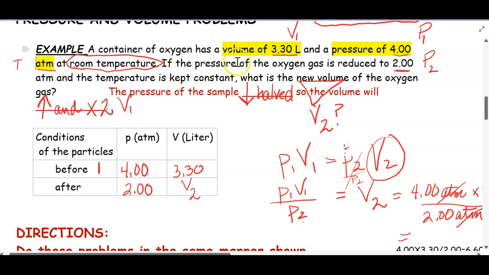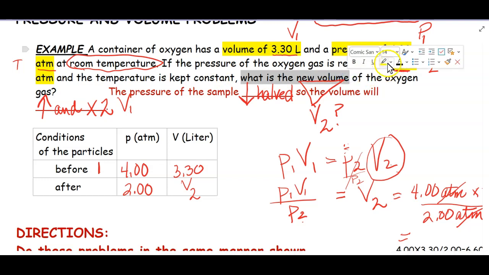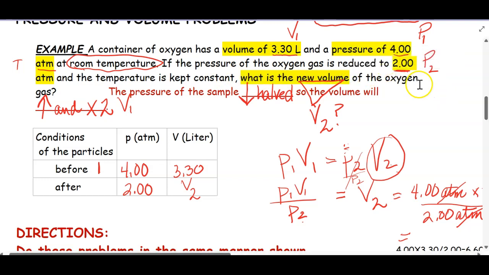So now if the pressure of the oxygen gas is reduced to 2.00 atmospheres, all right, there's the second pressure, then what is the new volume? All right. So that's how we got these from, and then I transferred them into this table.